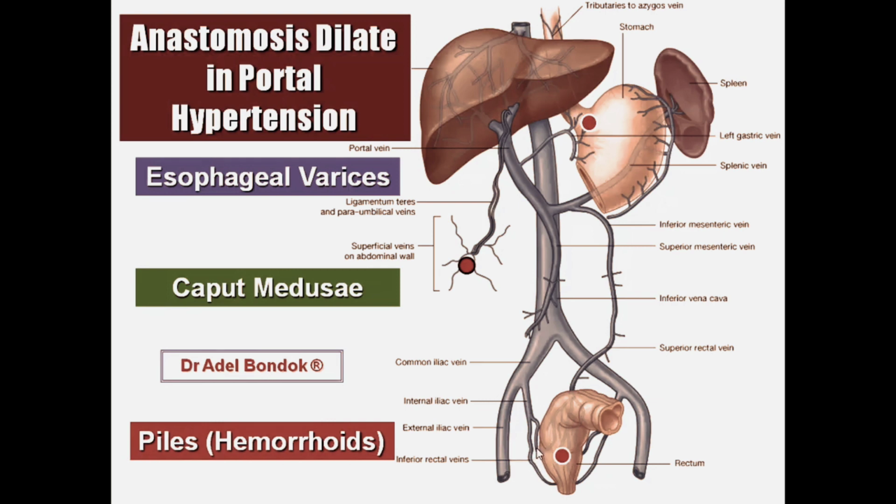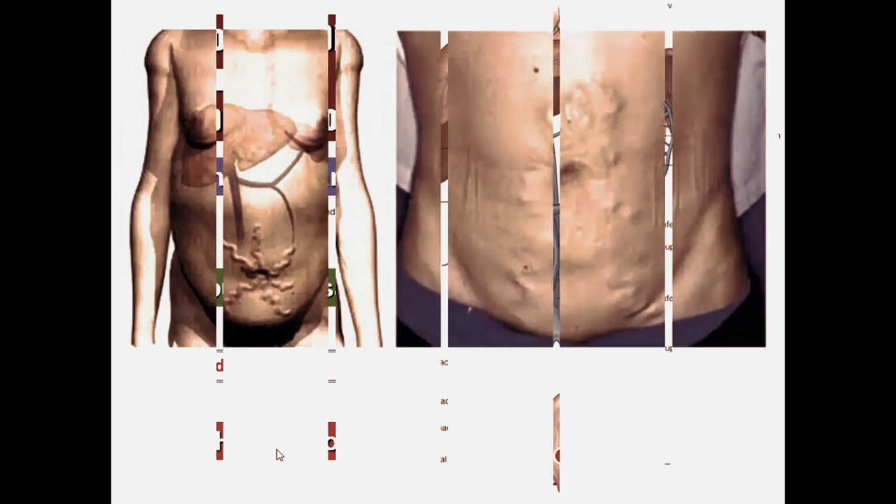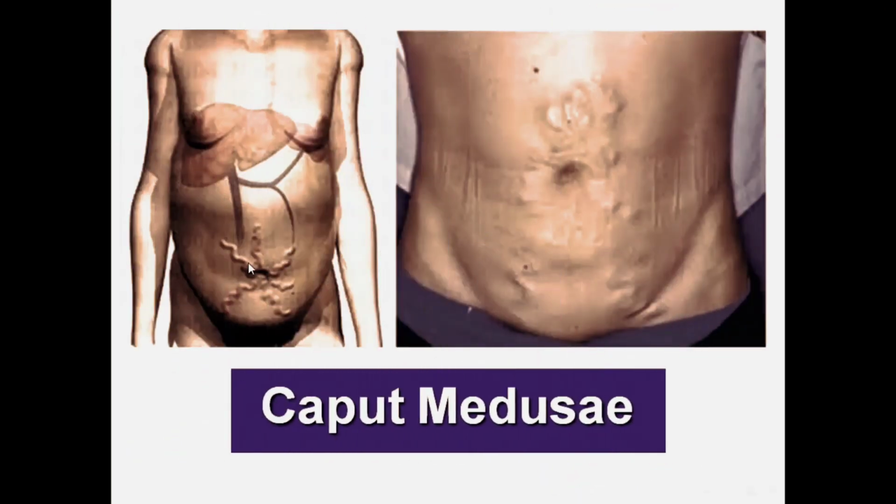Again, in portal hypertension or obstruction of the liver, okay, by liver cirrhosis, this anastomosis becomes dilated, forming the dilated veins at the lower end of the rectum, called piles or hemorrhoids. This is the umbilicus, and these are radiating veins around the umbilicus, giving the picture of caput medusae. Okay.